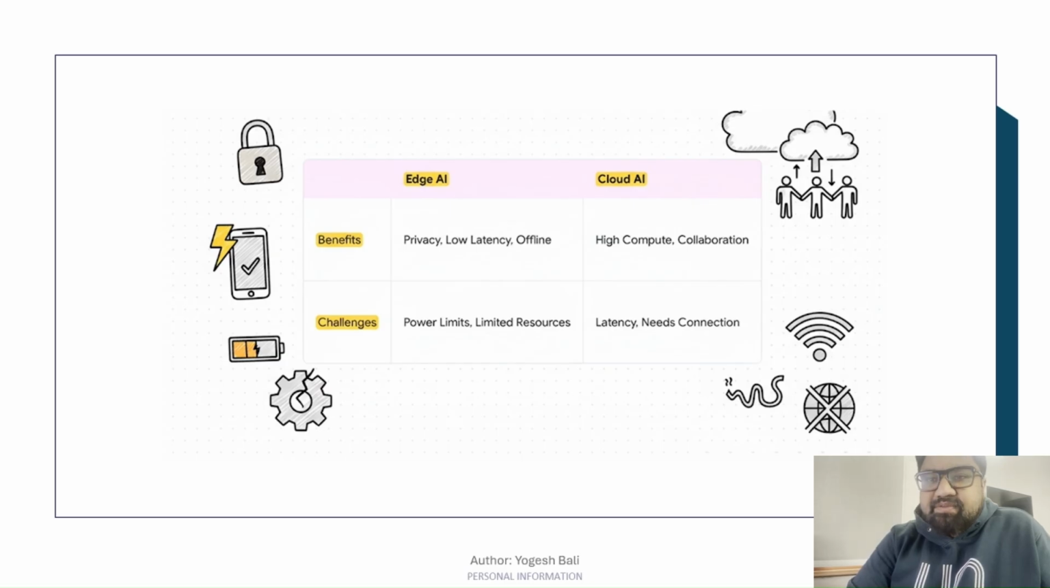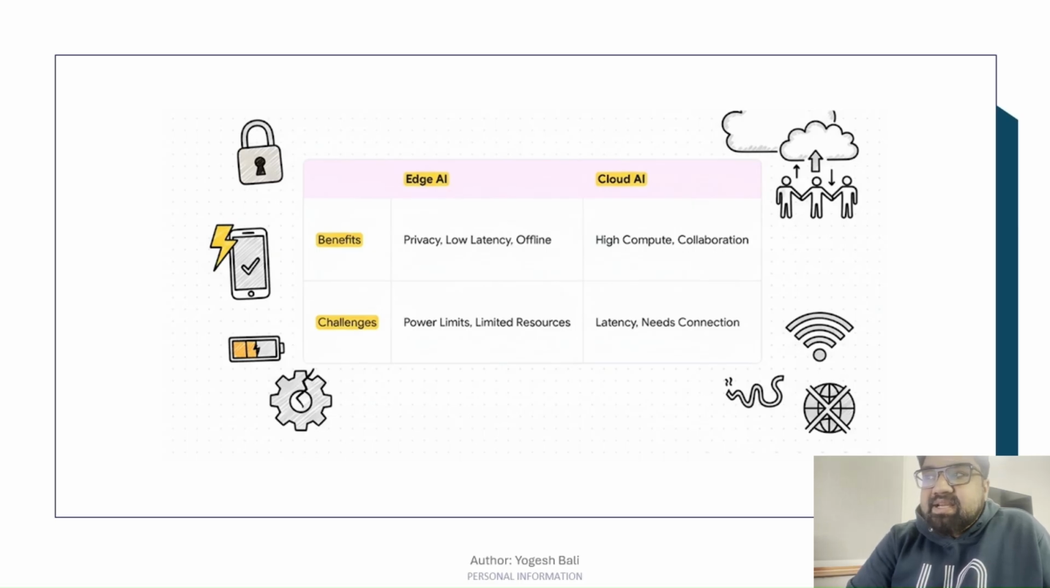Whereas if we talk about the benefits of applications running on cloud AI, we get high computation, because the cloud provides good, powerful infrastructure. So if my application requires high computation, I will opt for a cloud AI platform. Also, in cloud AI I get scalability, because the infrastructure is unlimited there.